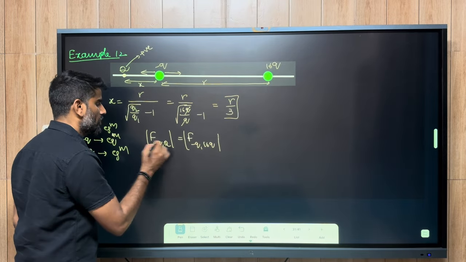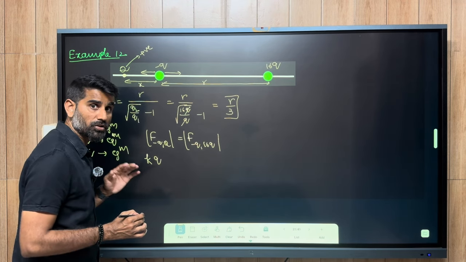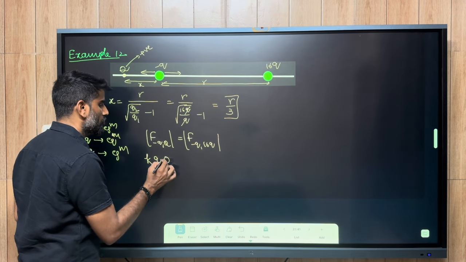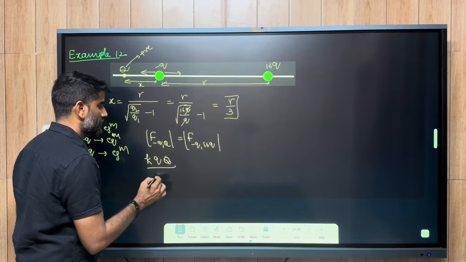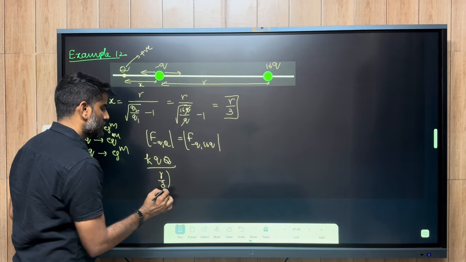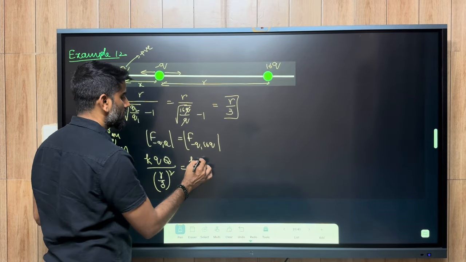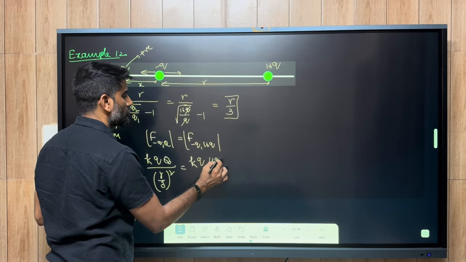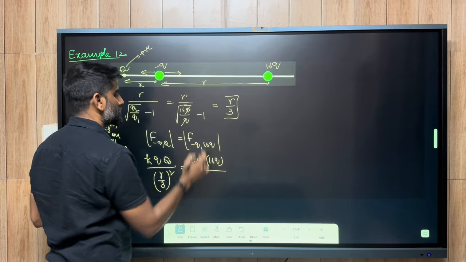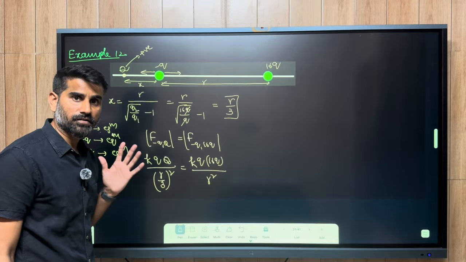Okay, now I'm writing the equation, kQq. I'm taking the magnitudes only, I'm not using the negative sign. kQq by the distance x squared, where x is r by 3, so (r by 3) squared, is equal to kQ times 16q by the distance r squared. Okay, is that clear? Right.